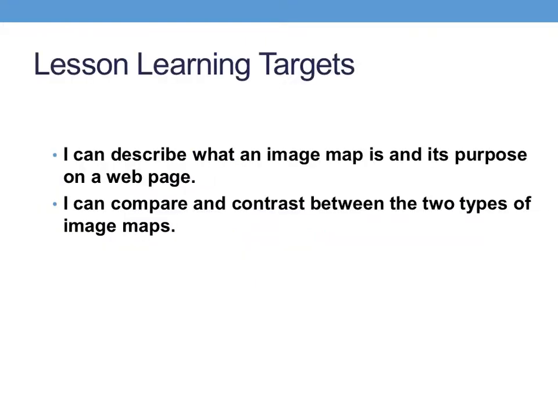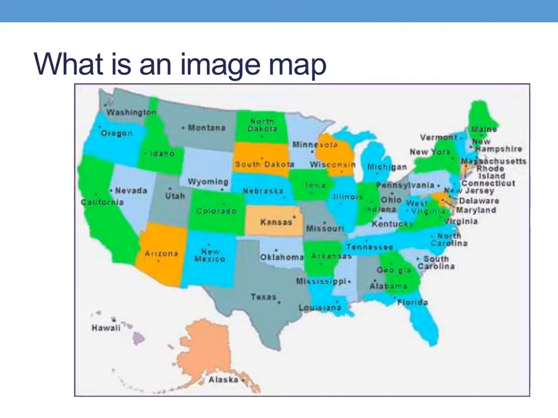By the end of this lesson, there are two things that you really should be able to do. You should be able to describe what an image map is and its purpose on a web page, and then you should be able to compare and contrast between the two different types of image maps that an HTML programmer can utilize. So first and foremost, what on earth is an image map?